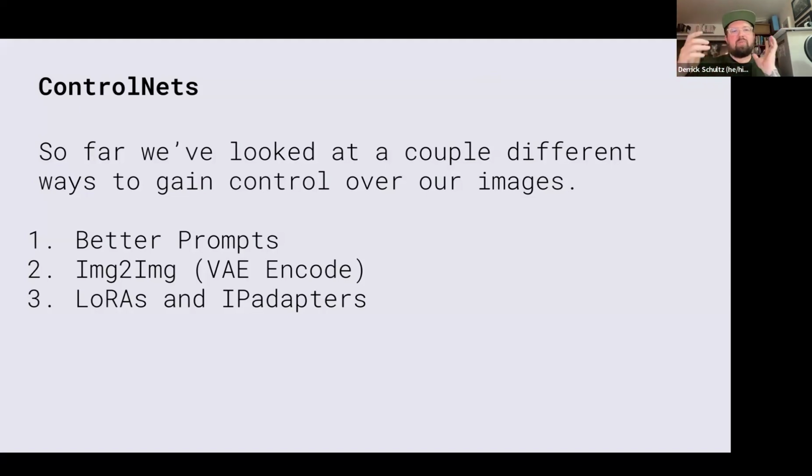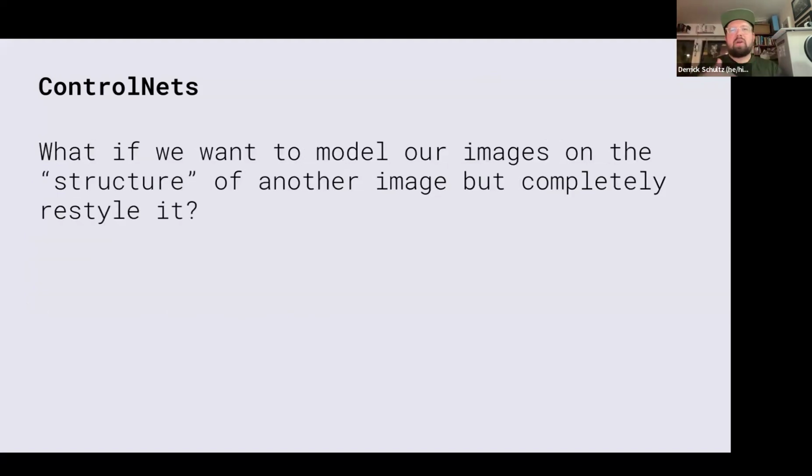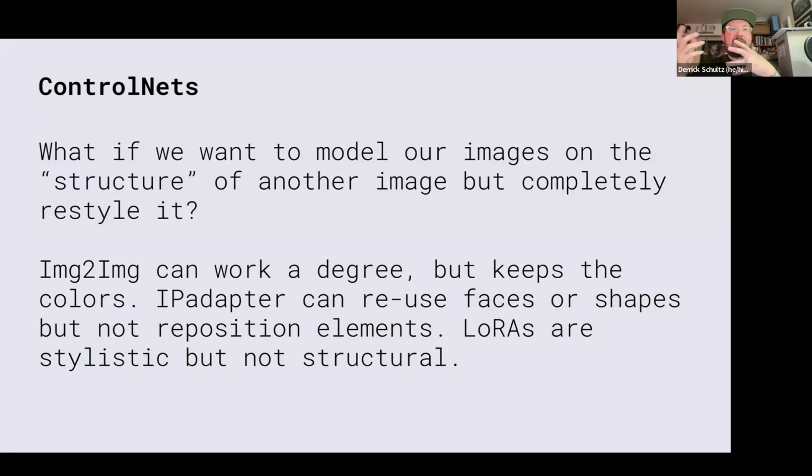All these give us controls, but one thing's kind of missing here, which is structure, right? Let's say that I have an image that I really want to take the structure from, whether it's a person's pose, whether it's a building, any number of things, and I want to keep that structure, but I want to completely restyle the image. In this case, image to image is probably our best option. But even with that, when you denoise it too far, say you set a denoise to 0.8 or 0.9, it loses a lot of that structure. And at best, it might keep colors. IP adapters are good for reusing faces or shapes or whatever. But if you want to move an image or move a shape in a different direction, you can't really do that. And LoRAs are really good at style, but not necessarily structure.